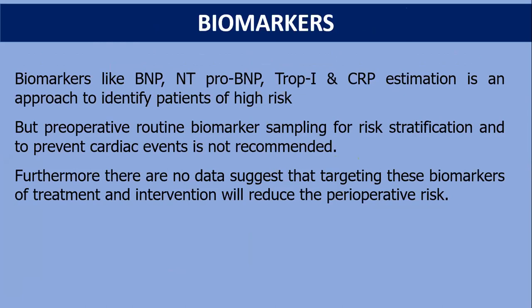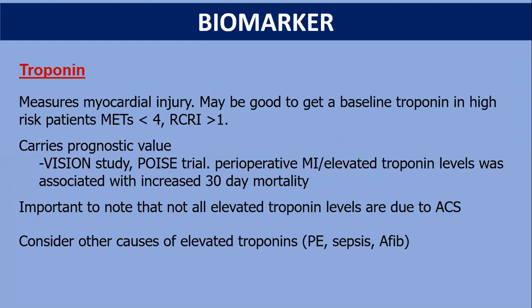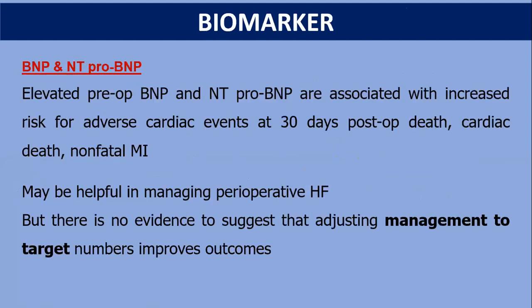Next, coming to biomarkers. Biomarkers like BNP, NT-proBNP, troponin, and CRP estimation are an approach to identify patients at high risk. But preoperative routine biomarker sampling for risk stratification and to prevent cardiac events is not recommended. Furthermore, there are no data that suggest that targeting these biomarkers with treatment and intervention will reduce the perioperative risk. So these are troponin. We're not going into details about that.